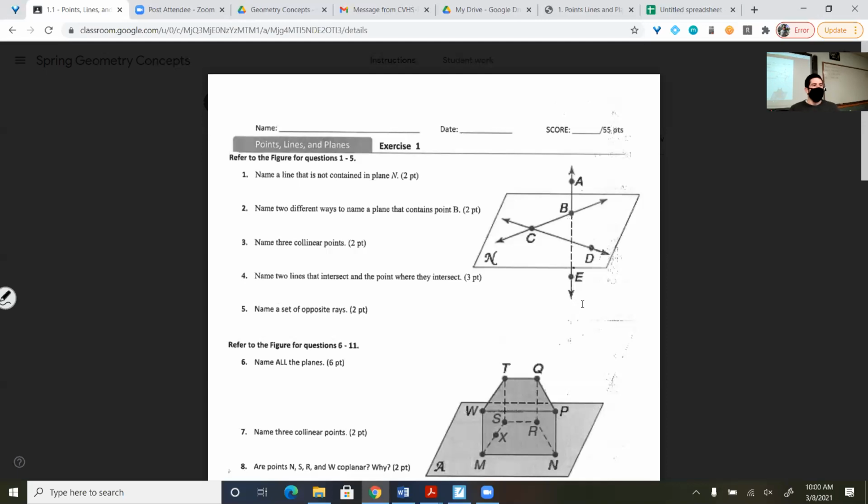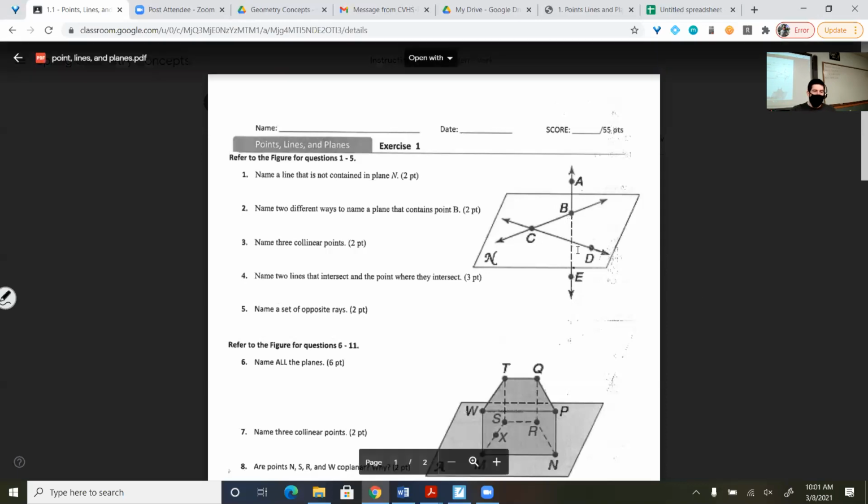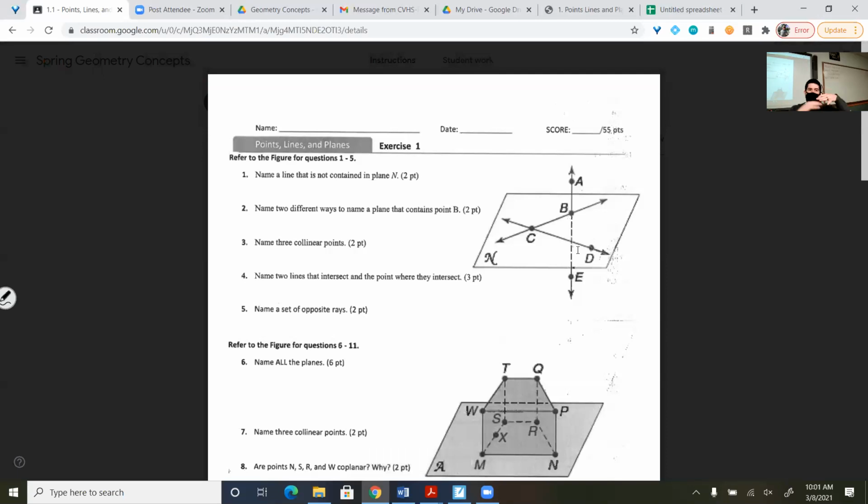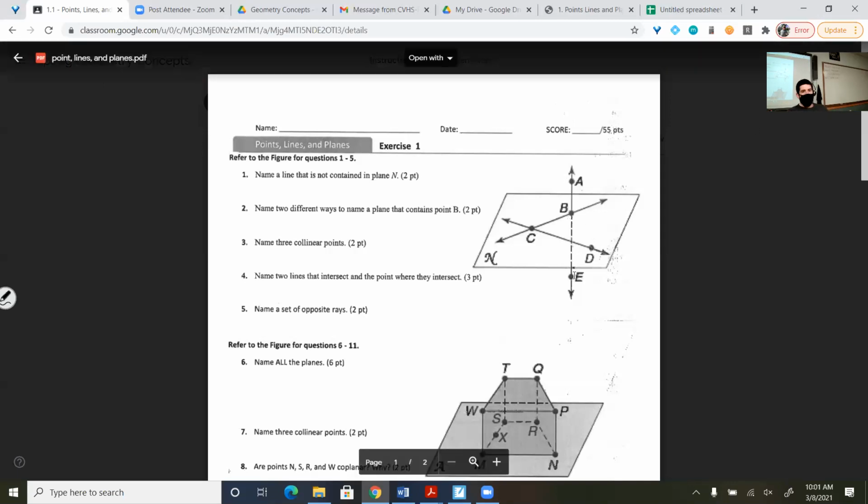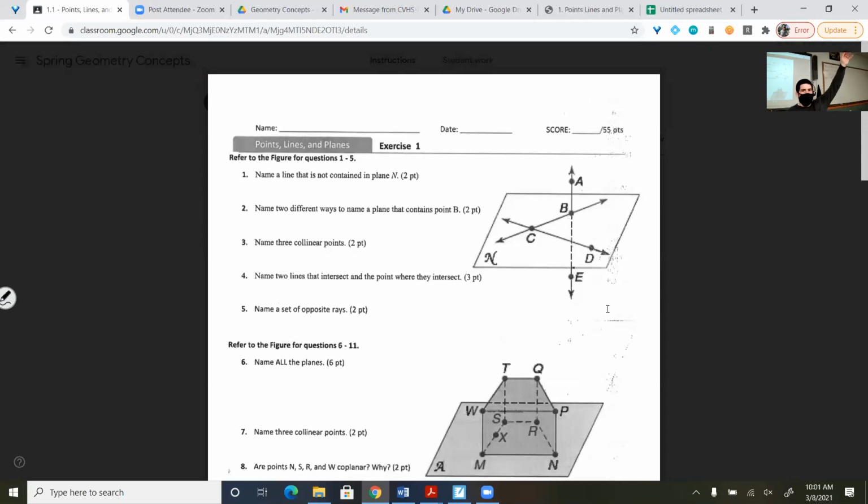So name a line that is not contained in plane N. Well, line CB would be contained because it's right on the plane. So we can say it exists within the plane. And since the line goes on forever and the plane goes on forever, the line will never leave the plane. Same thing with line CD. As it goes on forever to the left and to the right, the plane is also going on forever. So that line is in that plane, right on top of it, and it's going to go forever. Now, the one that isn't contained is line AE. It's piercing through the plane, and it's not being contained in infinite directions on both sides.